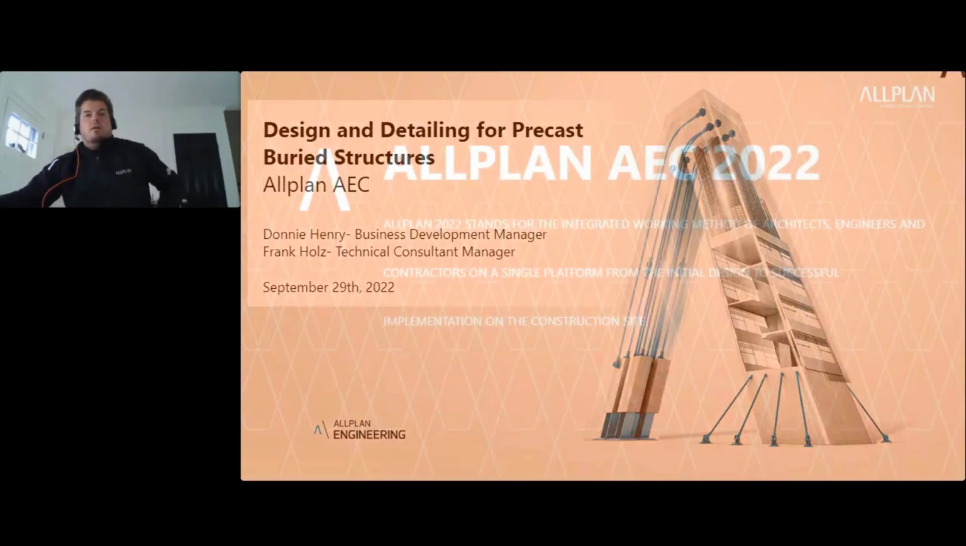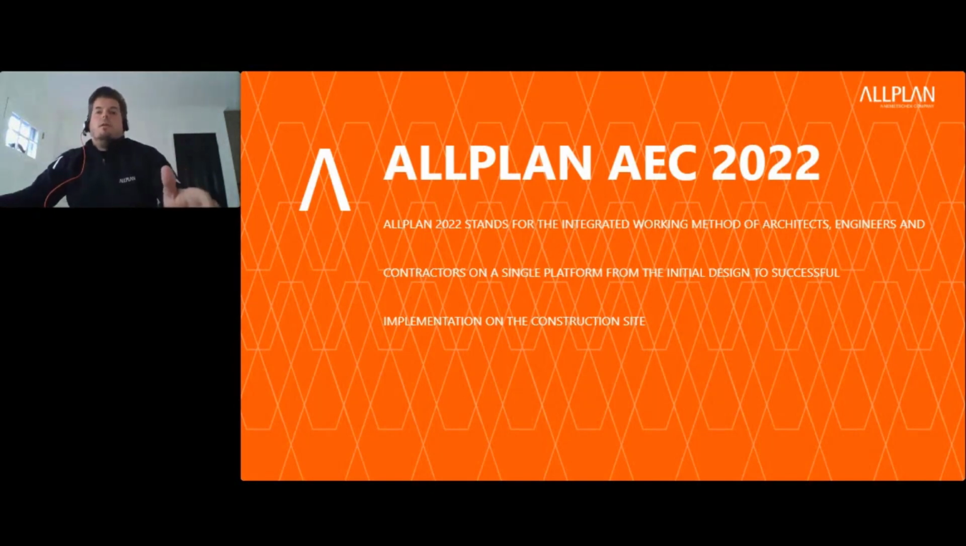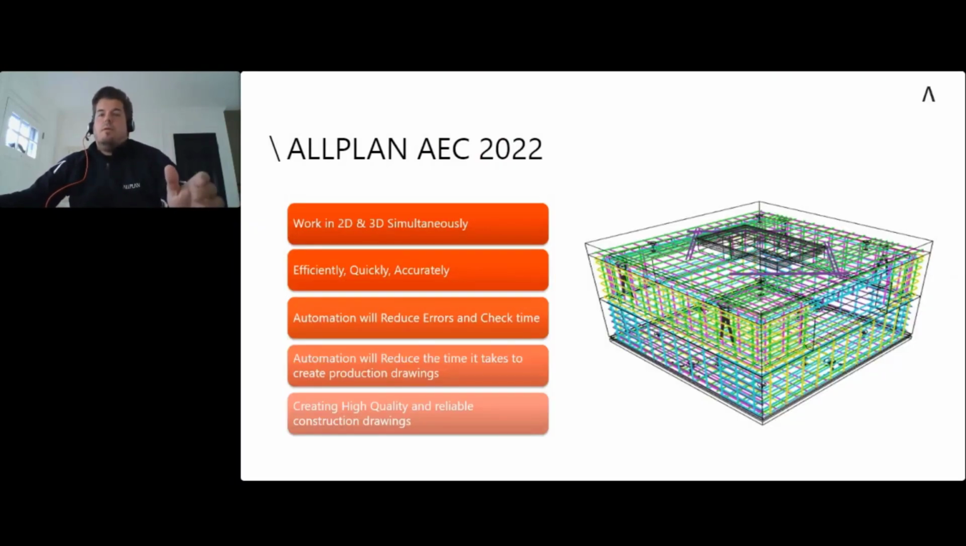So Allplan AEC 2022 stands for the Integrated Working Method of Architects, Engineers, and Contractors on a single platform from the initial design to successful implementation on the construction site. Allplan is one of the few softwares where you can work in 2D and 3D. You can still do your drawings in 2D, and Allplan will automatically produce a 3D model on the same interface for you. Work in 2D and 3D seamlessly, efficiently, quickly, and accurately. Automation will reduce errors and check time, reduce the time it takes to create production drawings while still creating high quality and reliable construction drawings.